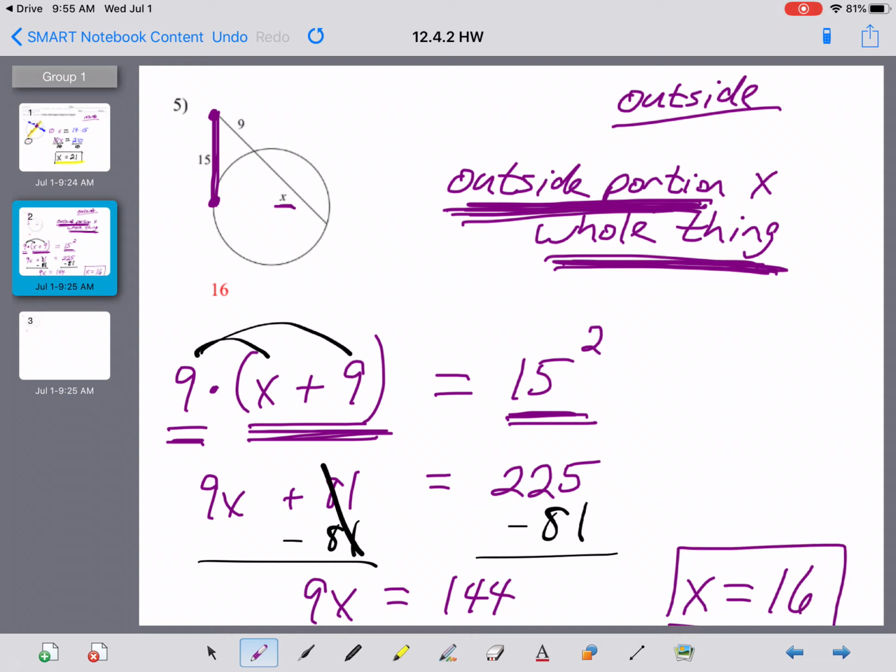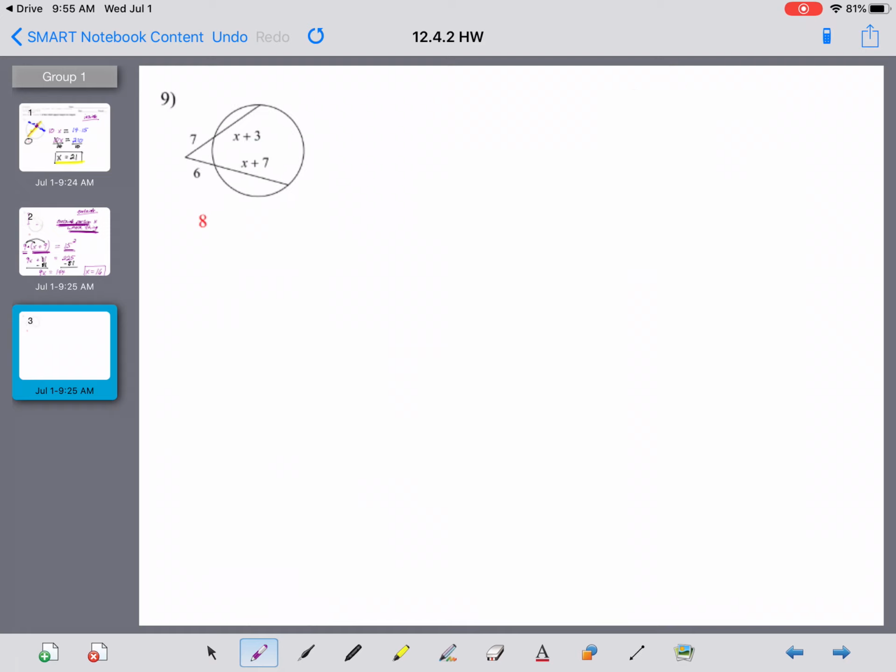That's 144 divided by 9. So number 5 is a trickier problem than what we did in number 1. The equation is a little bit tougher to set up, but let's keep practicing that on 6, 7, and 8, and hopefully we'll get the hang of those pretty quickly. And the last problem I wanted to do with you, number 9, is really the same concept as number 5, but it's a different presentation.